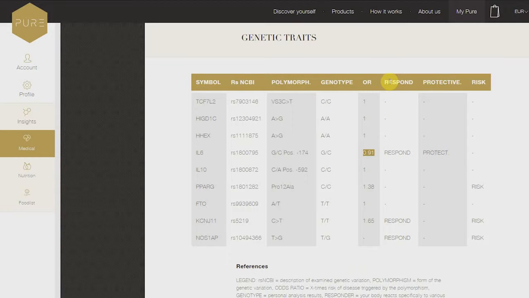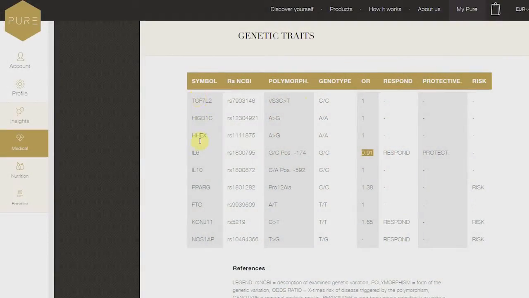And responder means that this person, due to this genetic variation, responds to a certain thing in a specific way. It might be a better response to certain medication. It might be better response to certain preventive measures. And this kind of information you will find later on in the text.